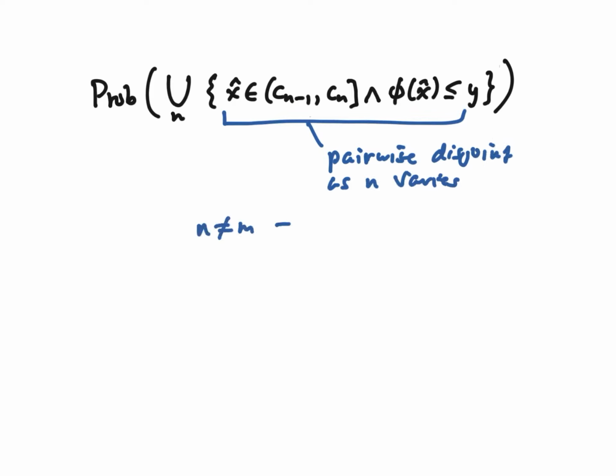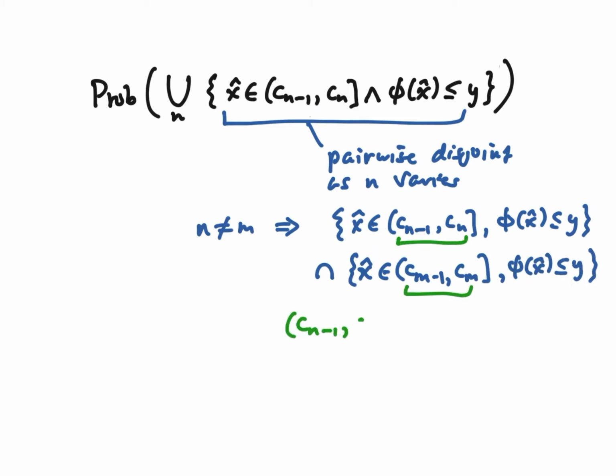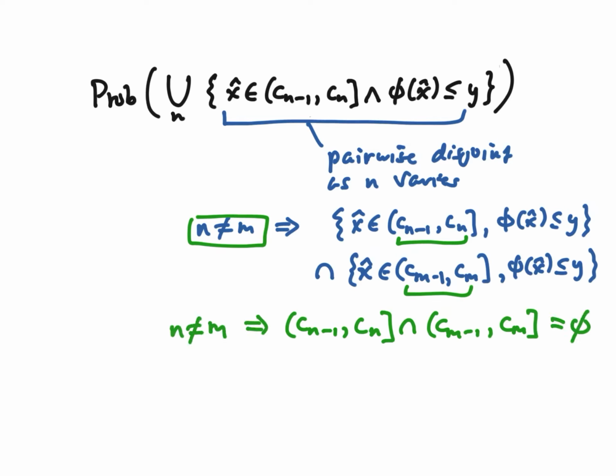In other words, if n and m are two different subscripts, then the event that x falls into the nth interval, and some additional thing happens, is completely disjoint from the event that x falls into the mth interval, and that additional thing happens. And that's simply because this interval and this interval are already disjoint. The way I label the intervals, if the subscripts are distinct, and because I included one endpoint and not the other, these are pairwise disjoint, as long as the subscripts are different. So you see, x hat can't fall into both of them simultaneously. So regardless of what this other restriction is, it doesn't even matter.